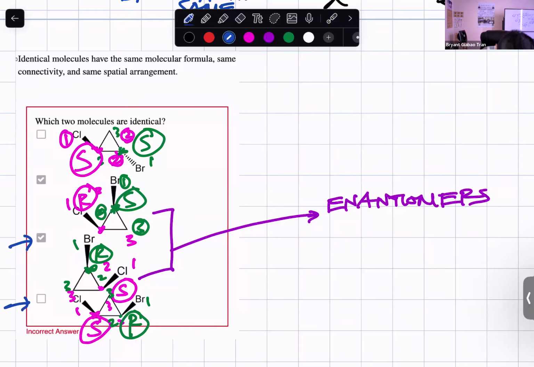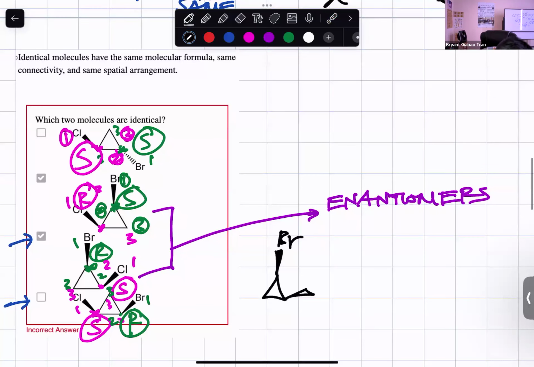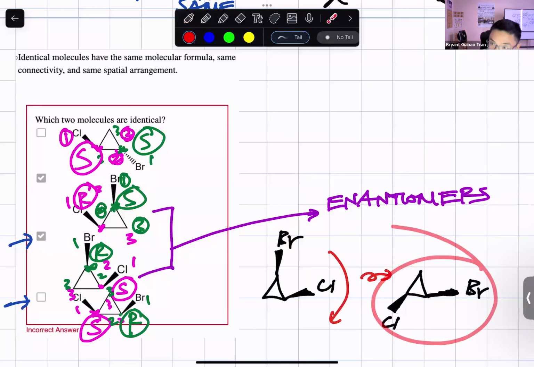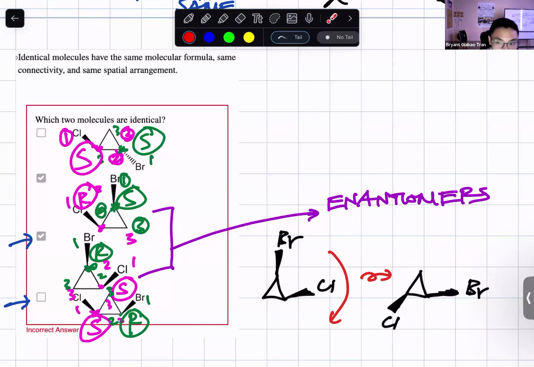Because if we look at the green chiral center, the one with the bromine, they stay as R. If we look at the pink chiral center, they stay as S, right? So this structure here is identical to this structure because they have the same chiral centers, and also you could visualize that by rotating the whole structure clockwise. And when you rotate it, you're going to get the same exact structure right there. So it's going to be the last one.